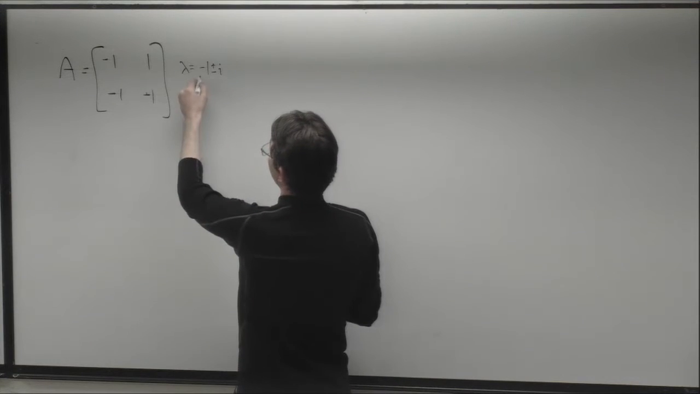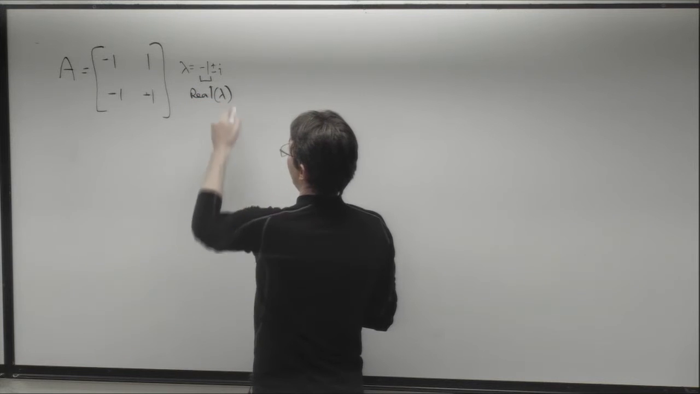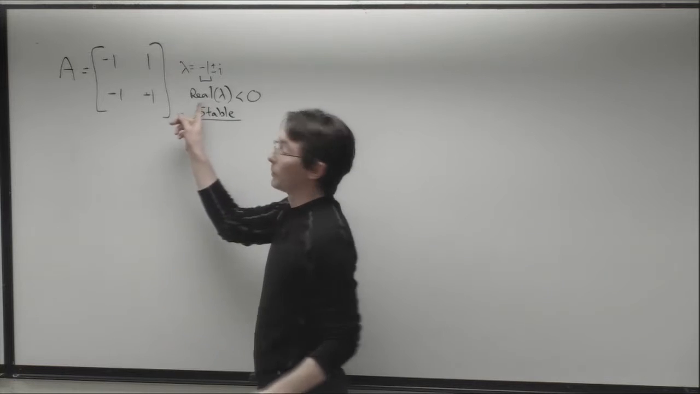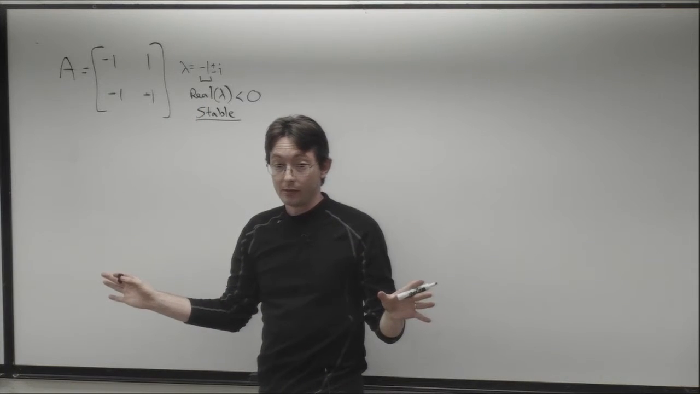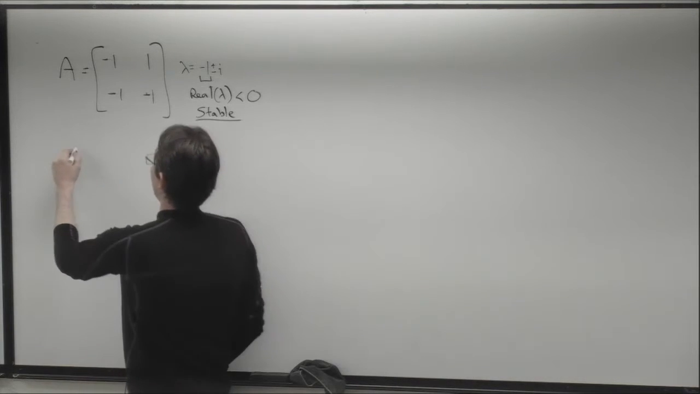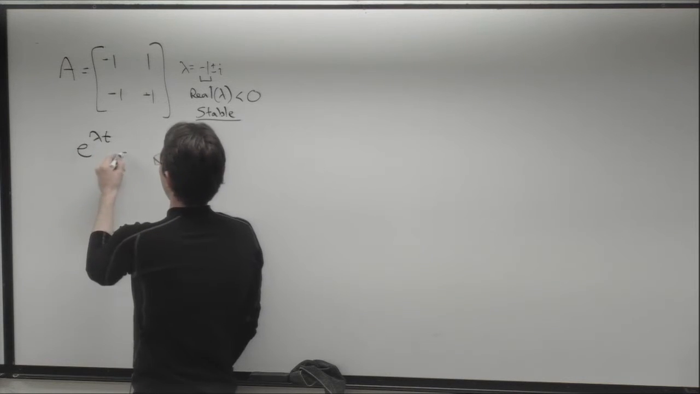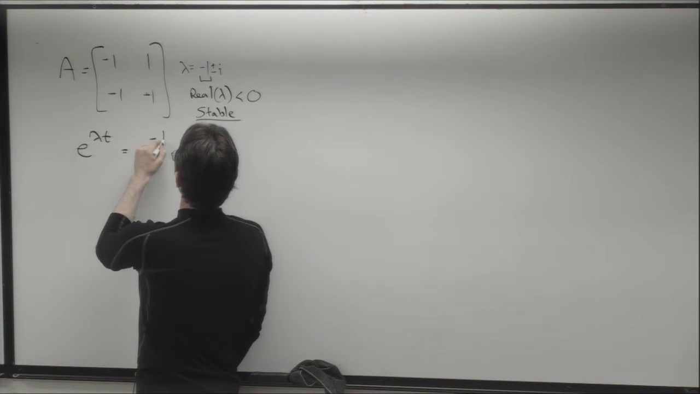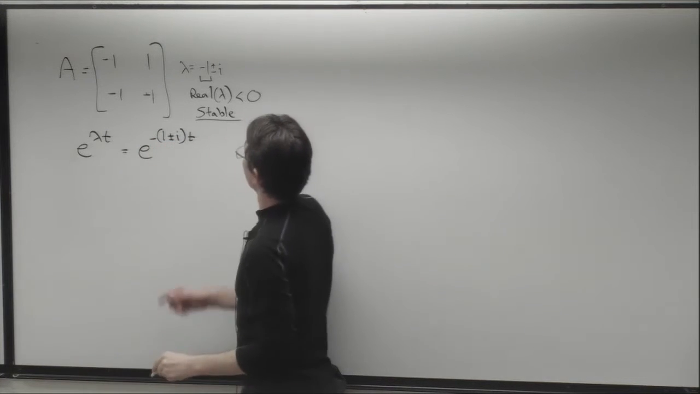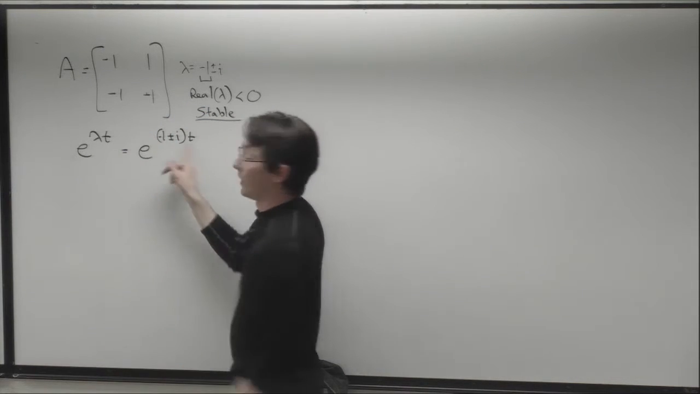The way we know is because it has real part. If the real part of lambda is negative, then it's stable. If the real parts of all of my eigenvalues are negative, then my system's stable. Okay, because my solution's going to look like e to the lambda t. It's going to look like a bunch of e to the lambda t's. And that's going to be e to the -1 plus or minus i, -1 plus or minus i t.